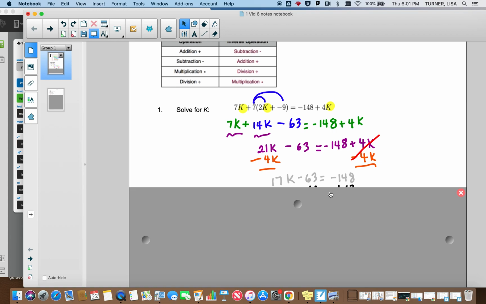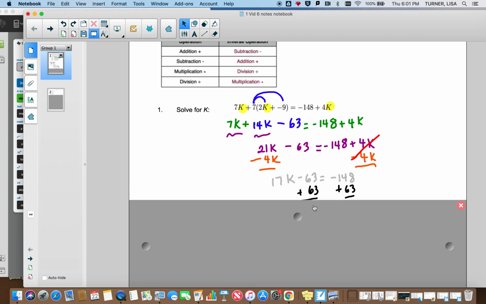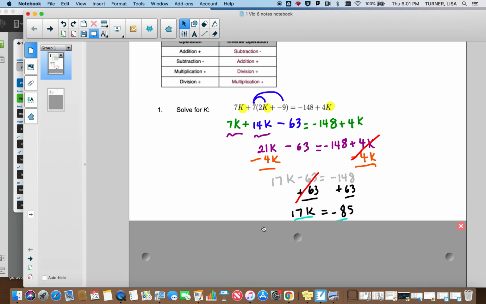And so then we need to get the k's by themselves, so we add 63 to both sides. Let me write that down, and again, some people like to either make that a 0, help them remember that you're zeroing it out, or people like to cross it out. Either way, just make sure you're not using that anymore. You just have the 17k's on the left side and the equal sign. I've kind of kept my equal sign kind of lined up here. And then I use my calculator, negative 148 plus 63, and I get negative 85.